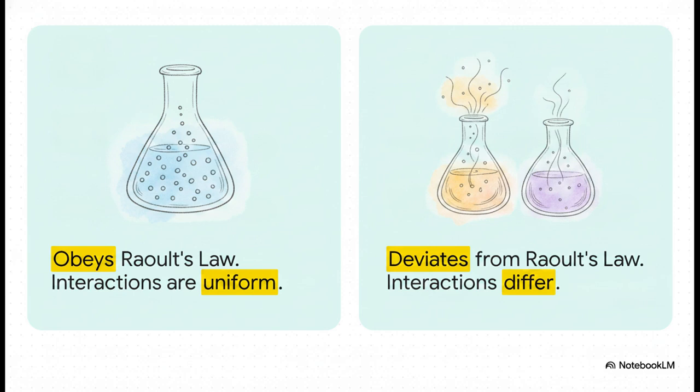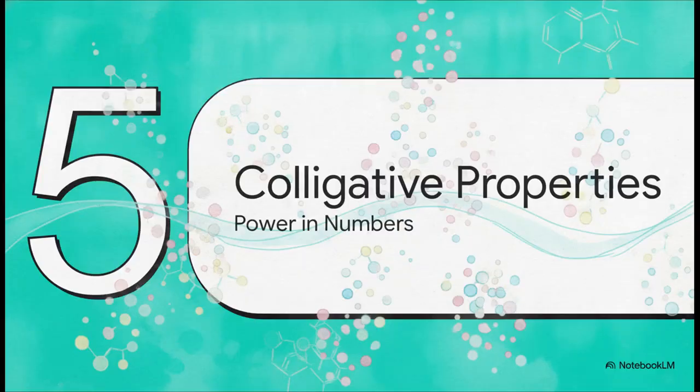That's a negative deviation. Some mixtures, like a 95% ethanol and water blend, deviate so heavily they form what is known as an azeotrope. That means they end up boiling at a constant temperature and you literally can't separate them using simple fractional distillation. Section 5. Colligative Properties: power in numbers.